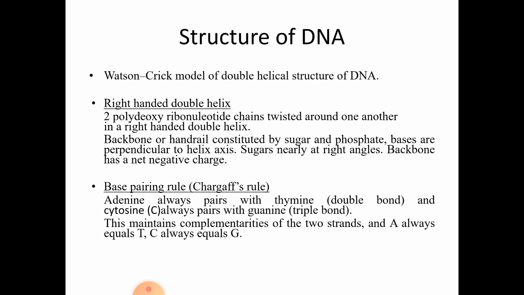The base pairing rule is that adenine is always pairing with thymine with a double bond, and cytosine C is always pairing with guanine with a triple bond. A double bond T and C triple bond G. This helps in maintaining the complementarity of the two strands. A is complementary to T and C is complementary to G. This maintains complementarity of these 2 strands, and A always equals T and C always equals G.